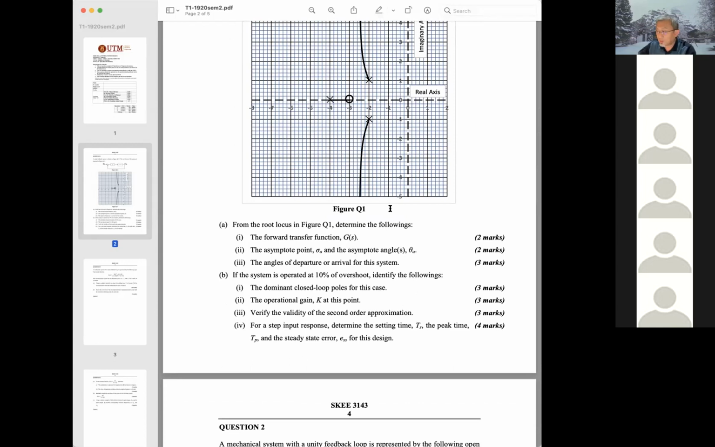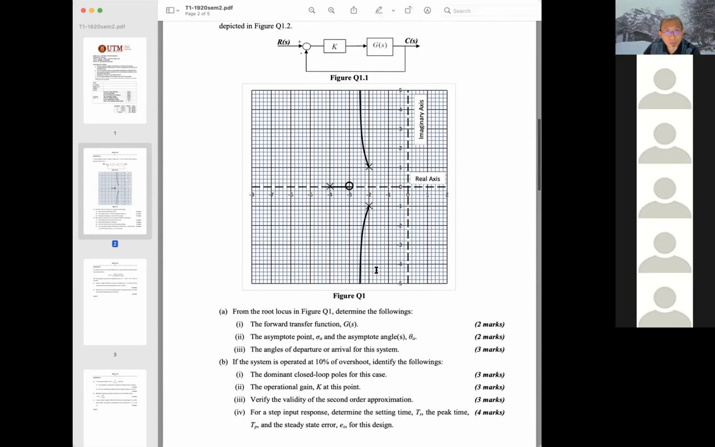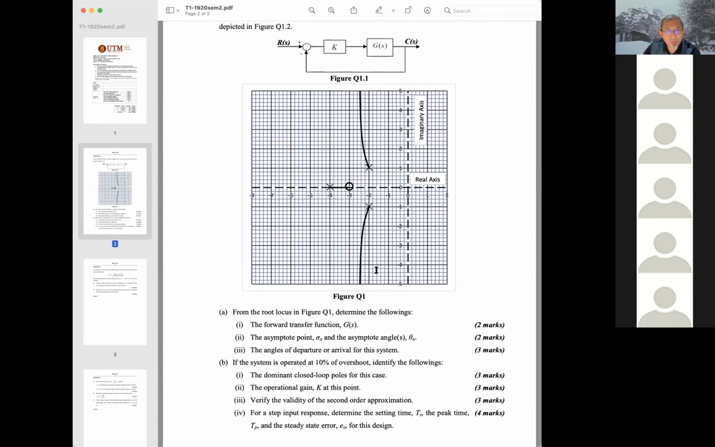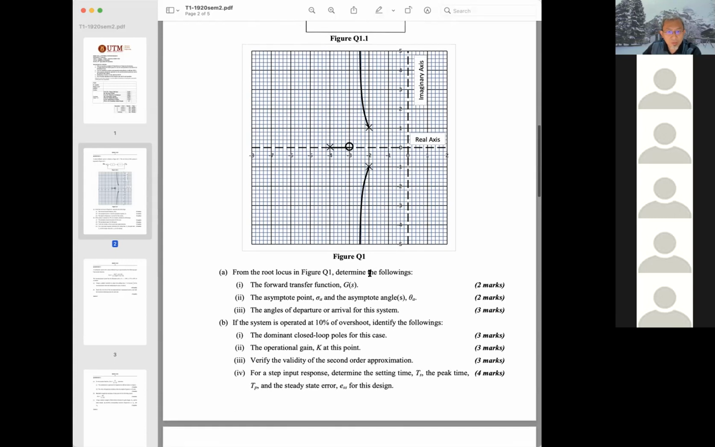Finished? Yes. Okay, thank you, Azira. Okay, so now the open loop transfer function is not given, just a block diagram, but the root locus plot is given. So how are we going to do it? Get the poles and zeros. Okay, I think it's S plus 3.